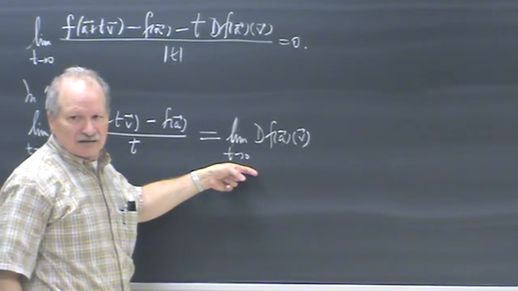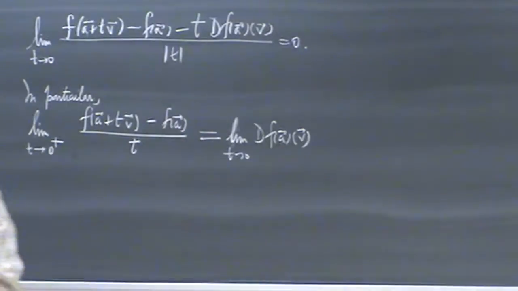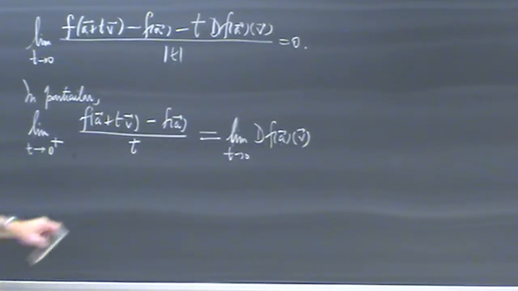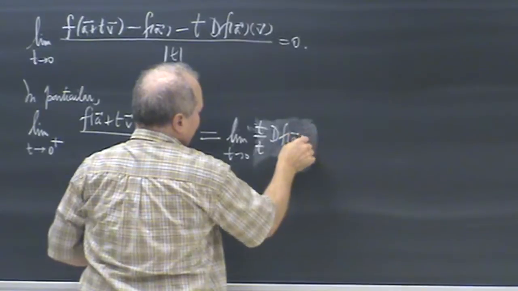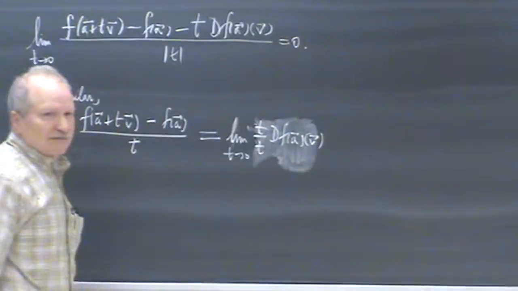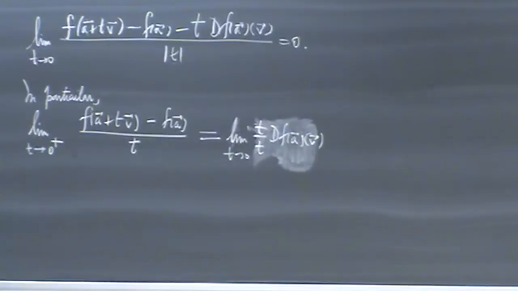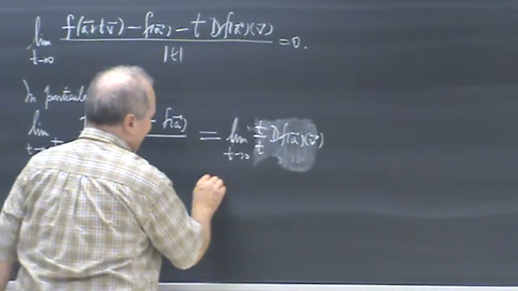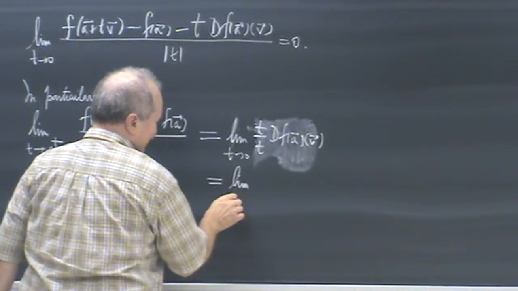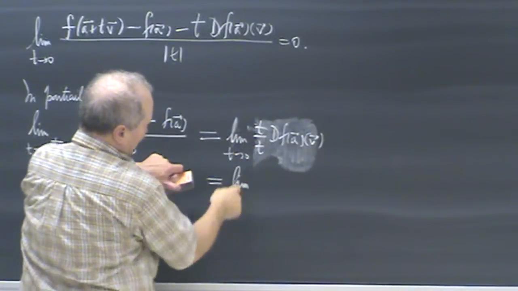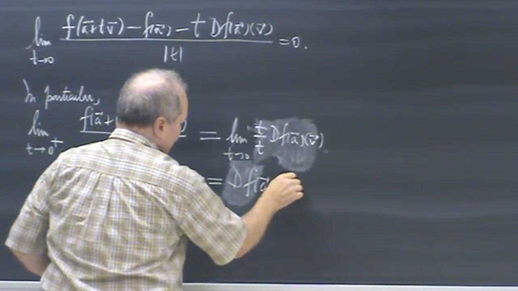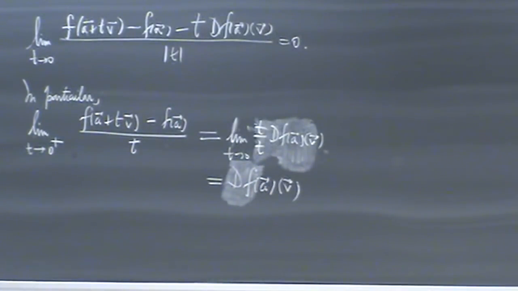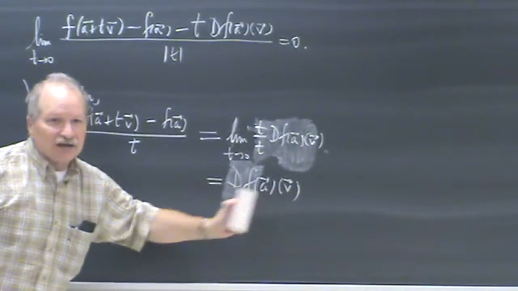Shall I put that step back in? I cheated, right? I skipped a step. Put t over t. You cheated. We're going to have a discussion about it. Honesty about doing all your work. You're right. So this is 1, and the limit goes away because this is constant as far as t is concerned. So I'm half done. I've got the right-hand limit of what I want is df at a, v.